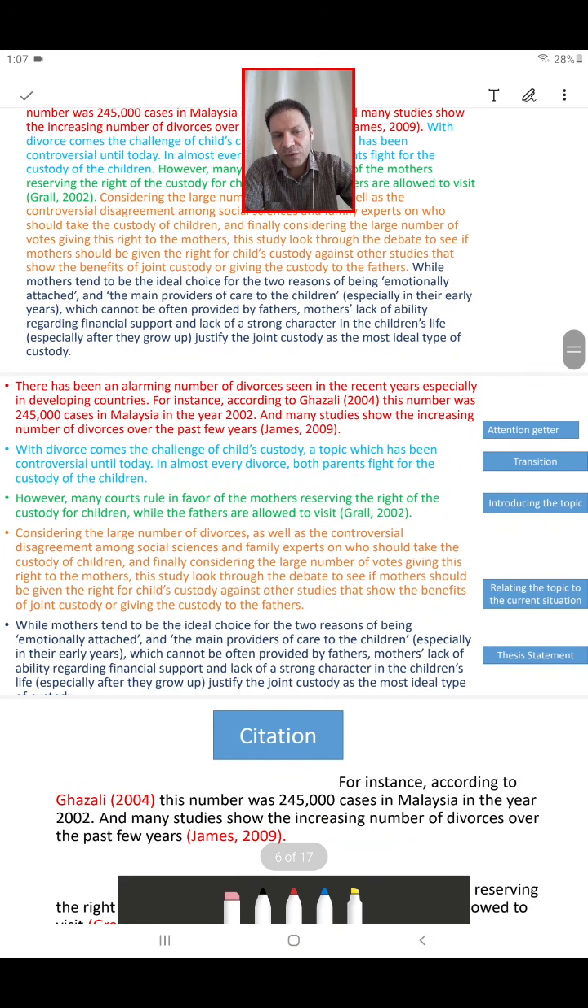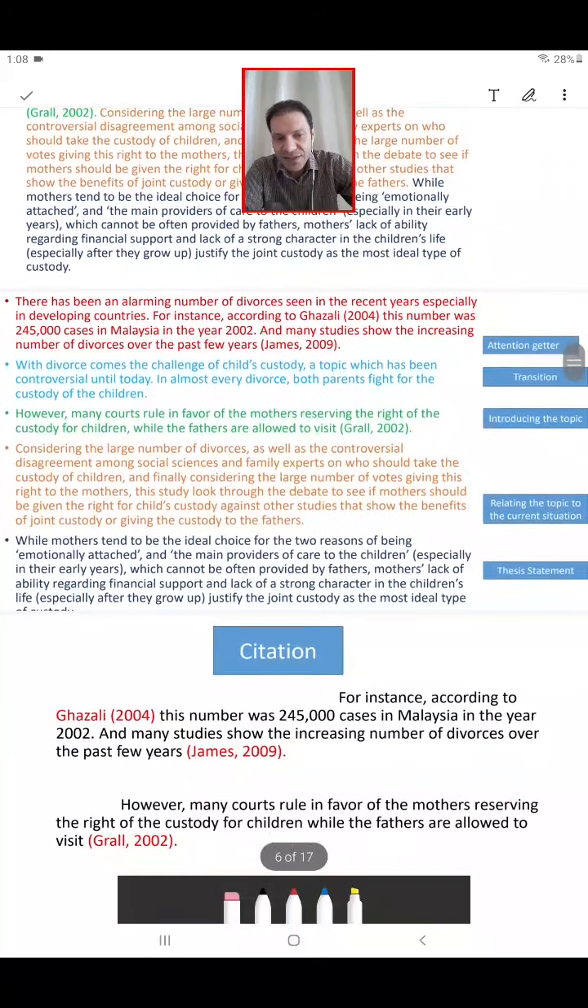Then I would like to talk about the current situation. Considering the large number of divorces today, as well as the controversial disagreement among social sciences and family experts, I think this is going to be an important topic to talk about. And then the thesis statement.